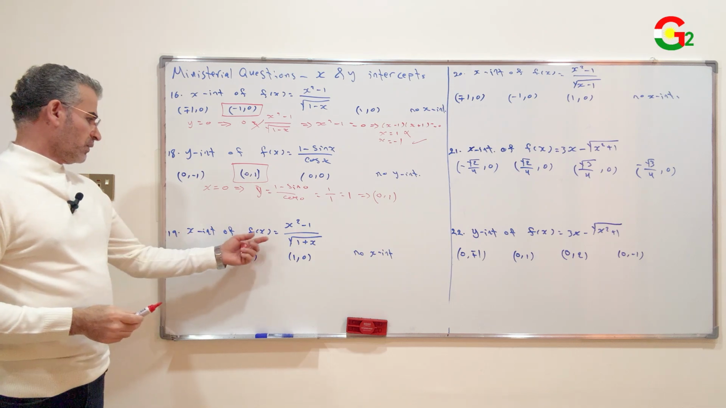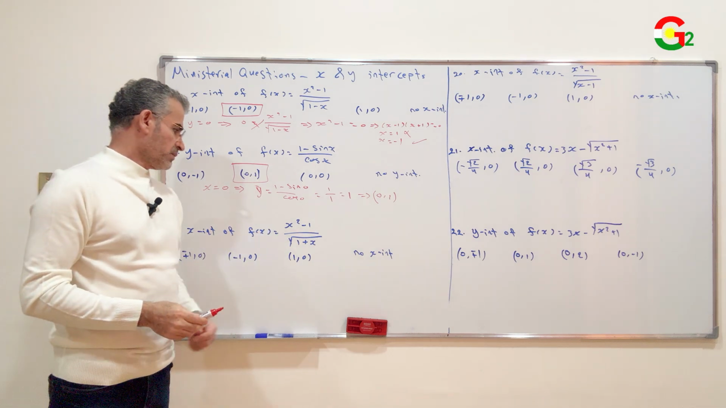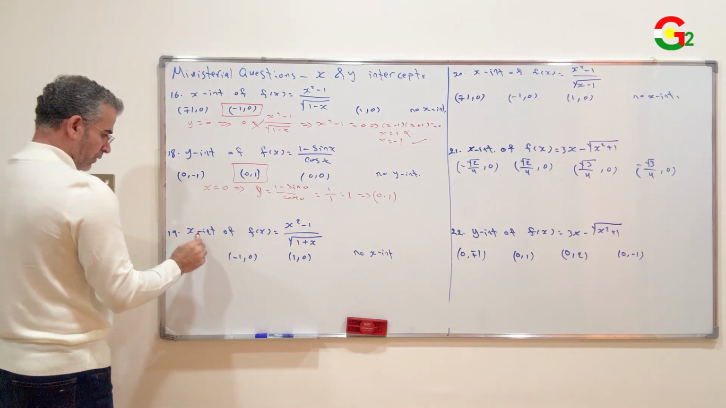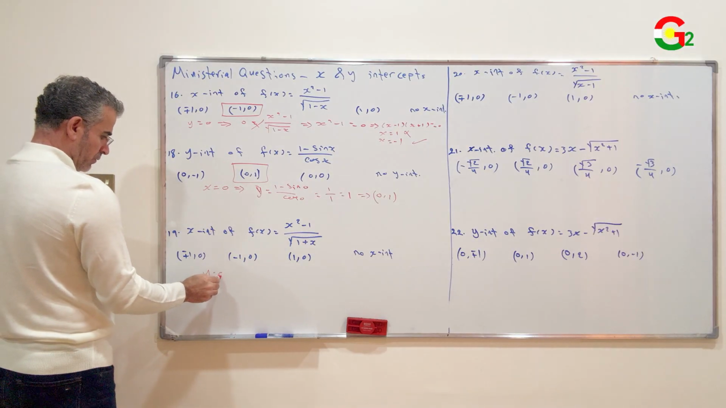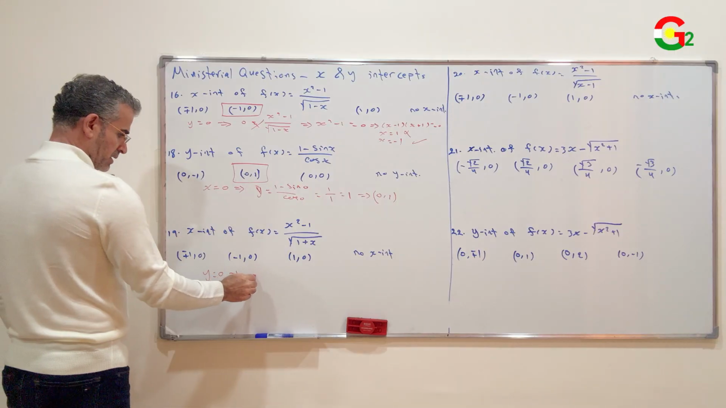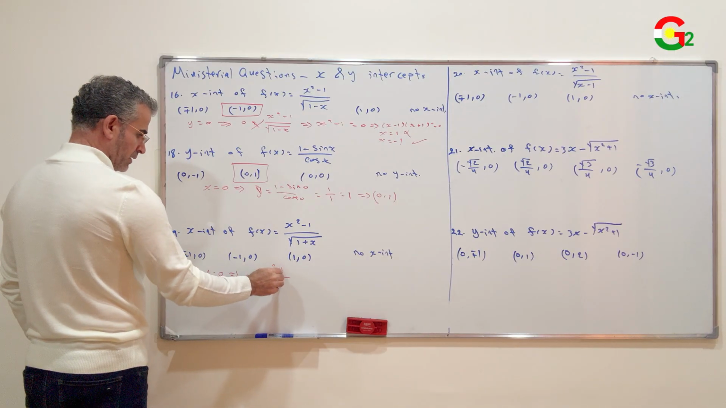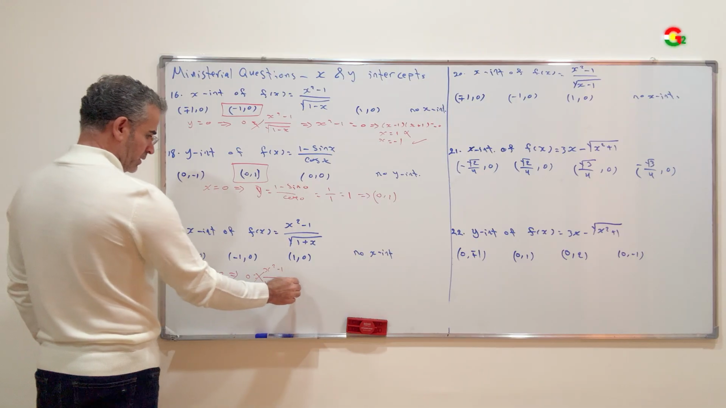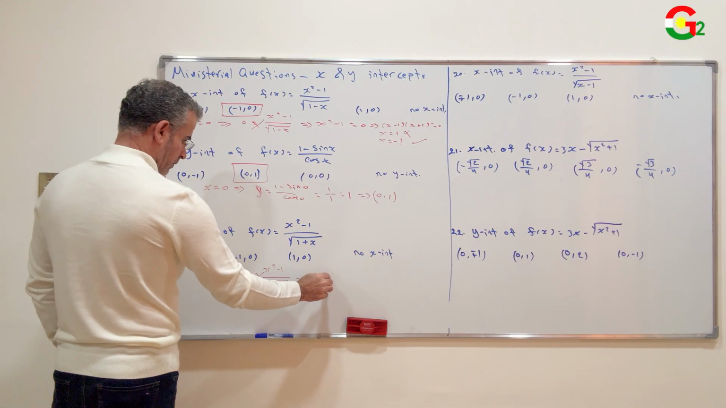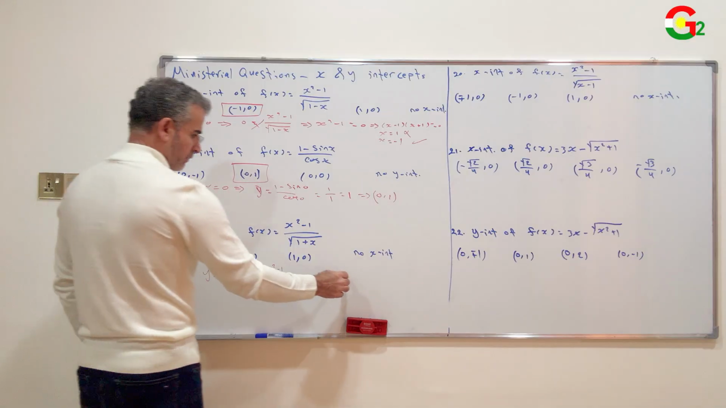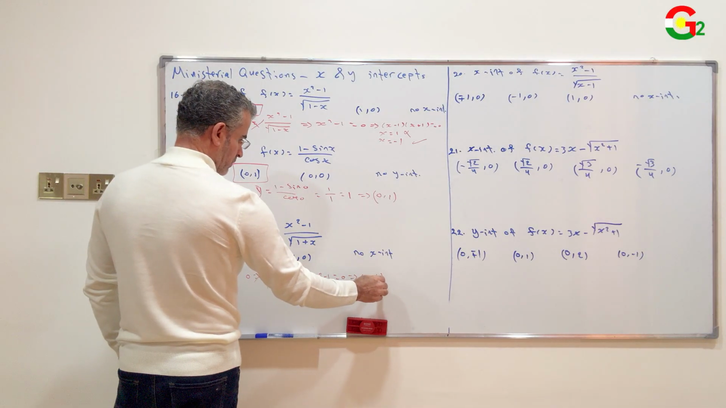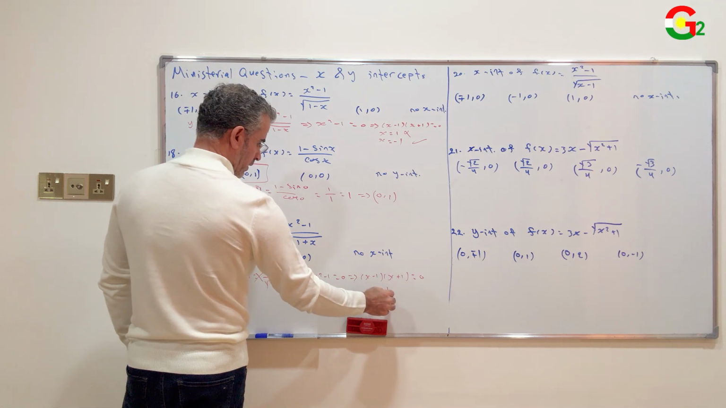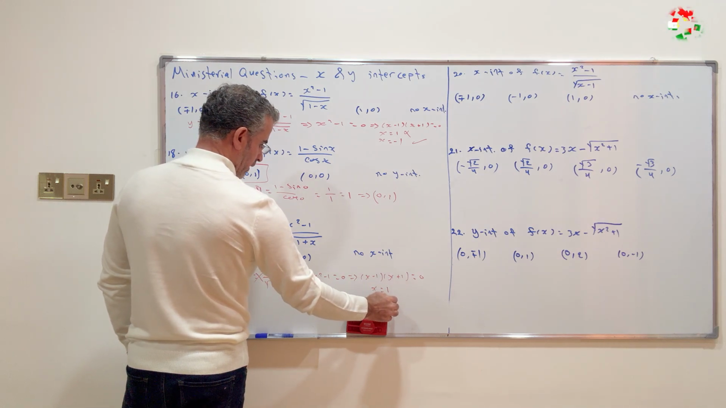Question number 19. Find the x-intercept of the function f(x) = (x^2 - 1) / sqrt(1 + x). For the x-intercept, we set y equals 0. Then 0 equals (x^2 - 1) / sqrt(1 + x). Cross multiplication. Then x^2 - 1 equals 0. Difference of two squares, (x - 1)(x + 1) equals 0. Then x equals 1 and x equals negative 1.